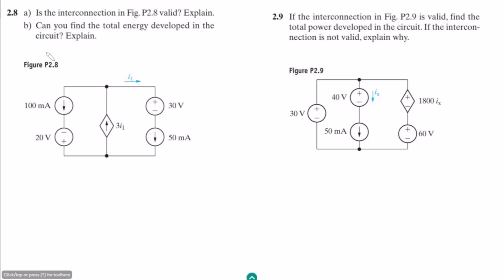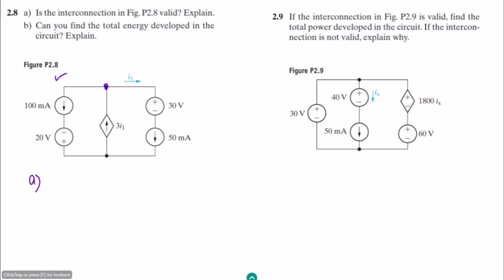So according to the statement of this question, is the interconnection in figure P2.8 valid or not? Explain. Okay, so this is P2.8 and we have to see whether this is valid or not, and B is, can you find the total energy developed in this circuit? Okay, so this is the second part of it. So first of all, let us see whether this one is valid or not.